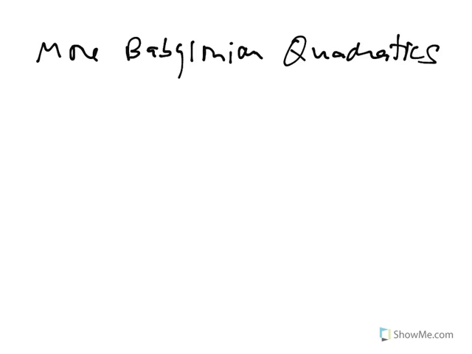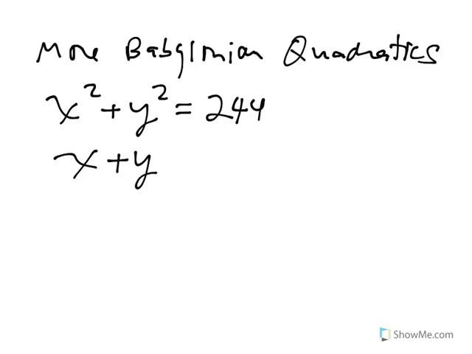So some more Babylonian quadratics, some more techniques. One question that's kind of interesting is where the given information, instead of giving a sum and a product or a difference and a product, gives something else, like the sum of the squares and the sum of the two numbers. They could say, geometrically, the sum of the areas of the two squares is 244 and the sum of the two sides is 22.